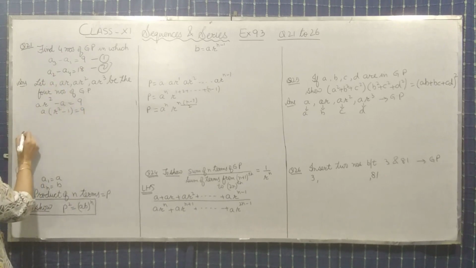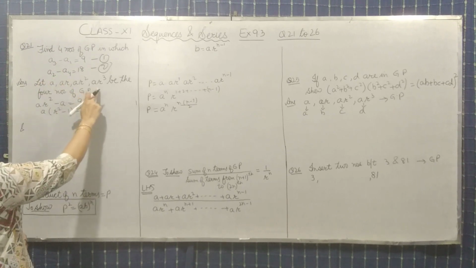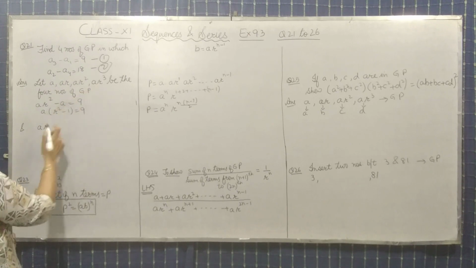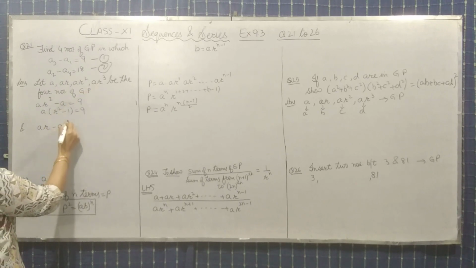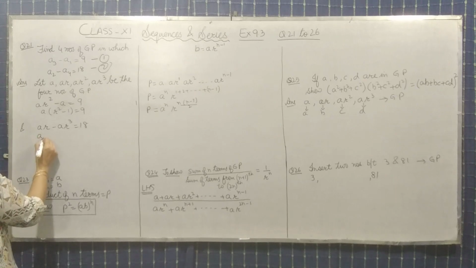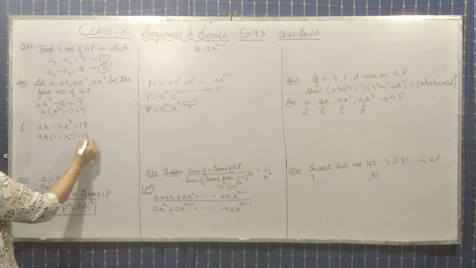From equation 2, second term minus fourth term is 18. From here again you will take A common, so A(1 minus R square) equal 18.